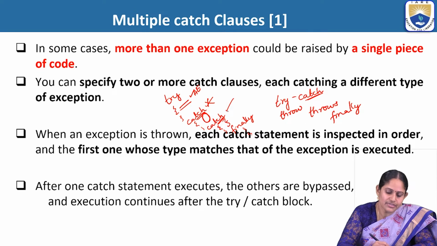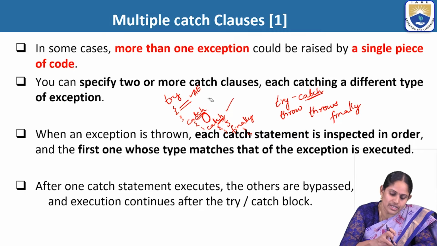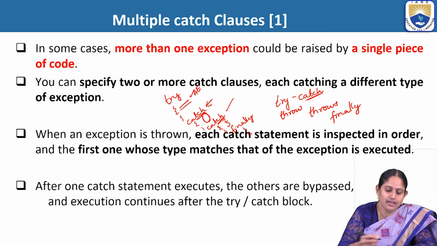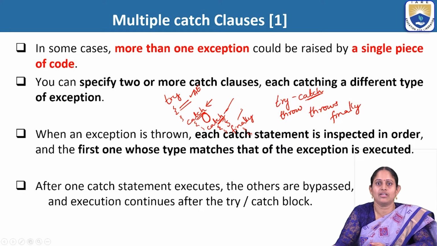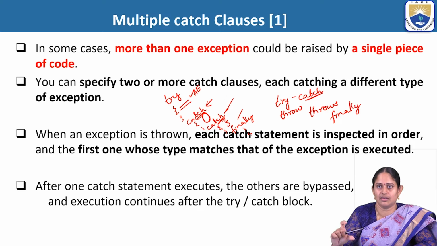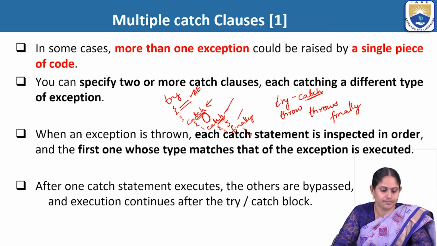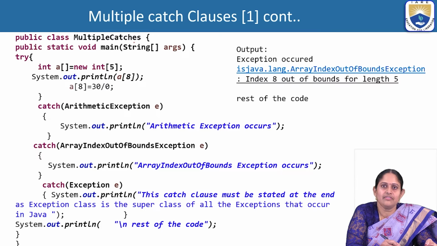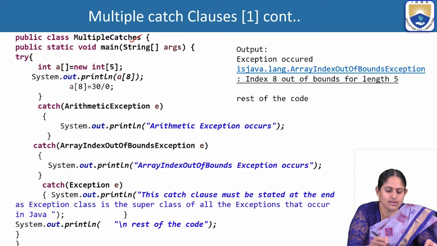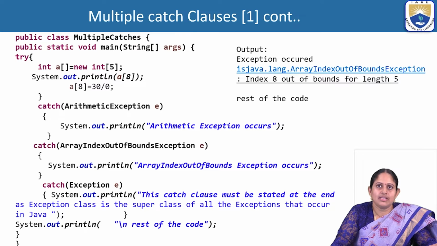Once it gets a match, say the arithmetic exception matched over here, then the other catches will be bypassed. They will not execute those catch blocks. Now let's look into a simple example for multiple catches.